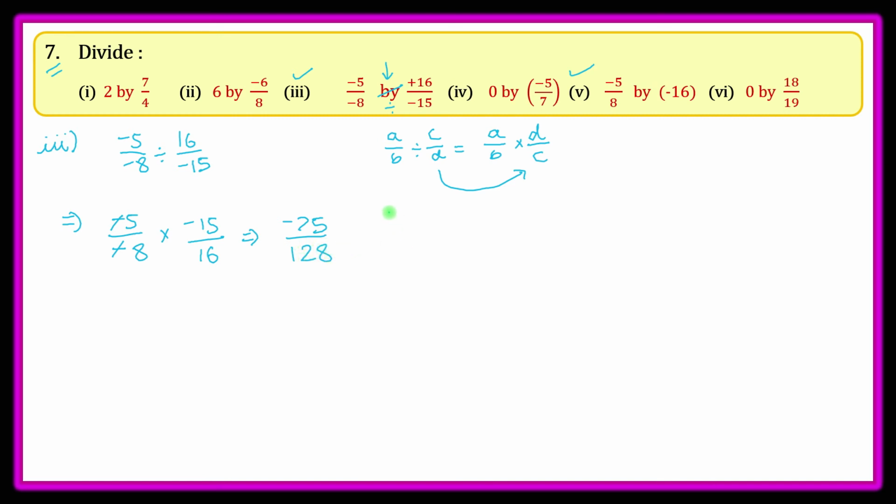Simple. So yeah, this question is pretty easy. So now it is the answer. Now for the fifth part, we will have minus 5 upon 8 divided by minus 16, like this.